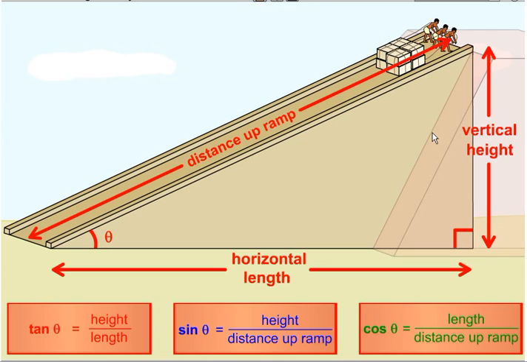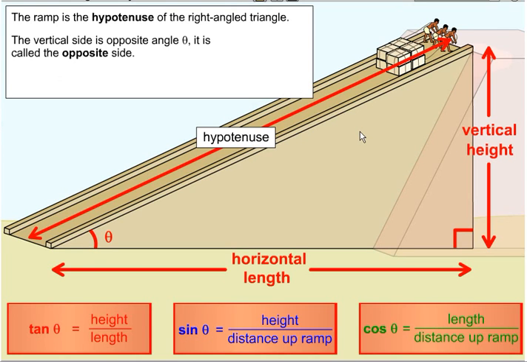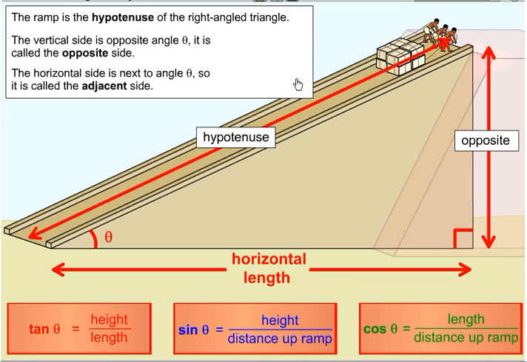The hypotenuse is the longer side of a triangle, so the ramp is the hypotenuse. The vertical side is opposite to the angle theta, so it is called the opposite side. The horizontal side is next to the angle theta, so it is called the adjacent side.